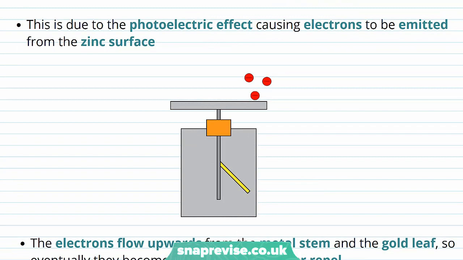But why does this happen? Well, this is due to the photoelectric effect causing electrons to be emitted from the zinc surface. So when we shine the UV radiation onto the zinc plate, we get the photoelectric effect that we've just introduced. So we shine UV radiation onto the plate and then photoelectrons are emitted.